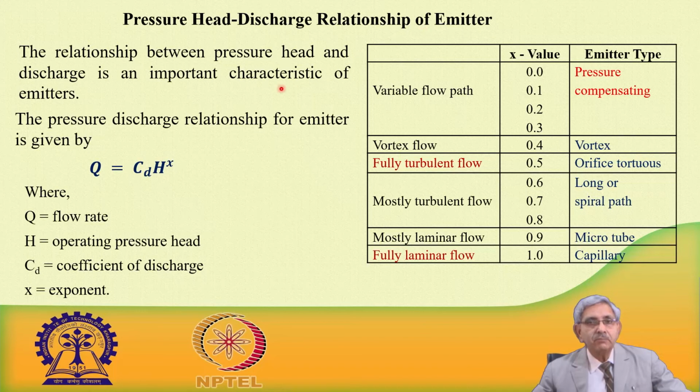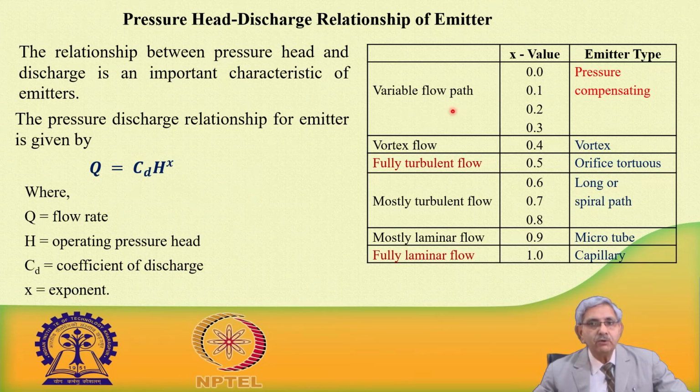The pressure discharge relationship of an emitter is given by Q equal to C d into h to the power x. Q is the flow rate, C d is the coefficient of discharge, and h is the operating pressure. x is the exponent, and depending upon the value of x, the particular type of emission device is classified.